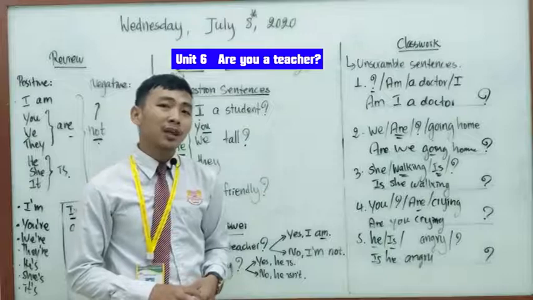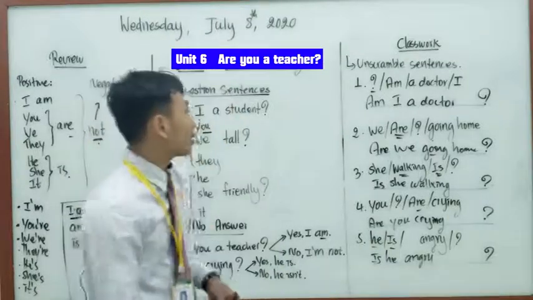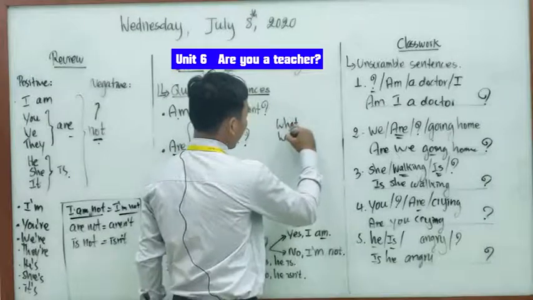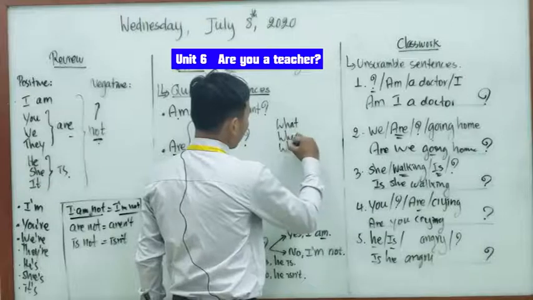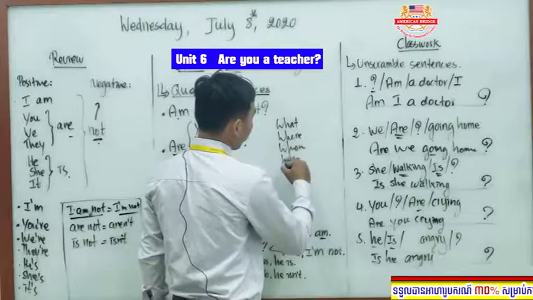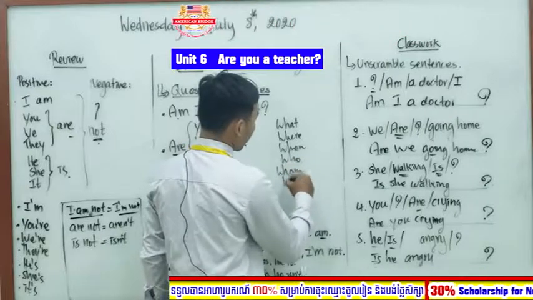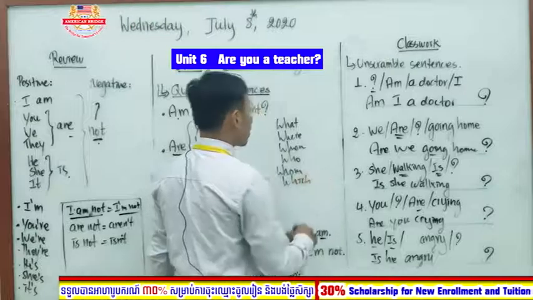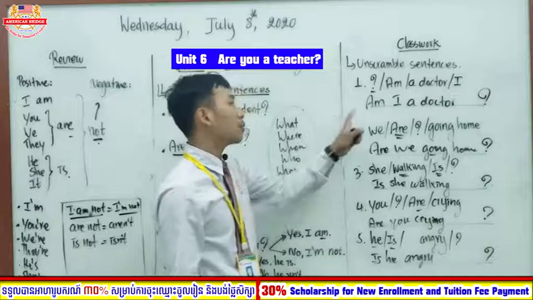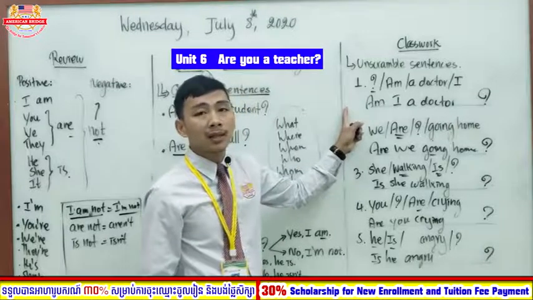But you need to remember that, everyone. If you see the WH question, you know WH question here, like what, where, when, who, what else, whom, what else, which. So when you see all of these WH questions, you need to put them before verb be, okay? Before verb be.